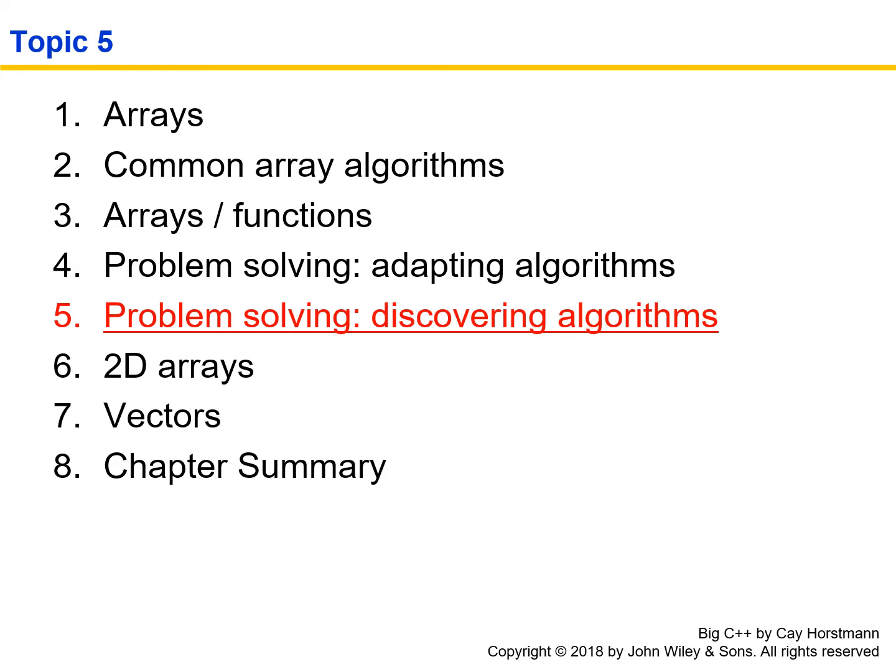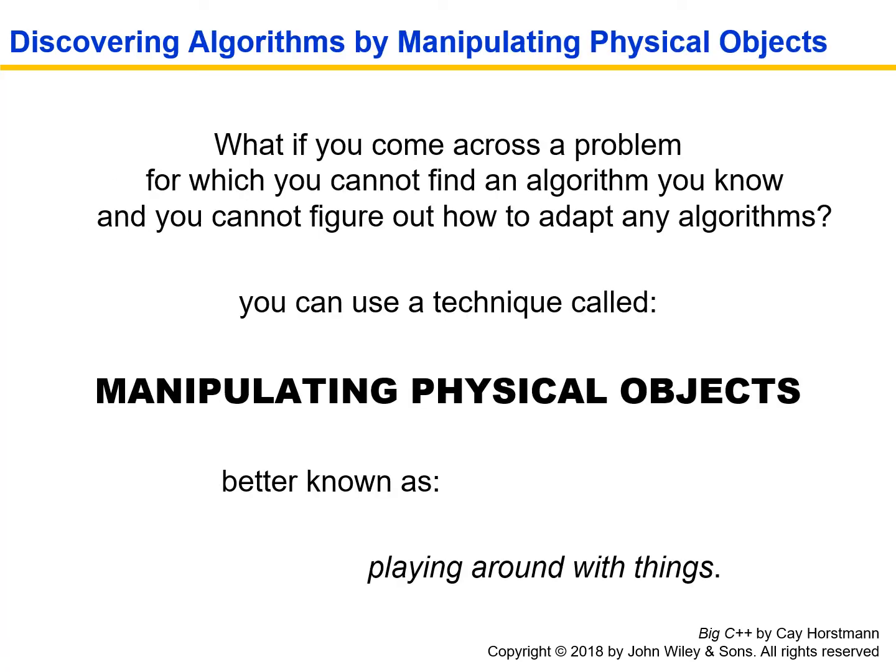Okay, what if, on the other hand, there is an algorithm you're trying to discover, an algorithm you're trying to work out, that you really cannot find in your textbook or on the web. You need to work out the algorithm on your own. One technique when you're working with arrays is manipulating physical objects. So if you want to work out a sorting algorithm, you could have a stack of playing cards that's shuffled and try to see if you can figure out the most efficient way to unshuffle those cards to sort them into order.